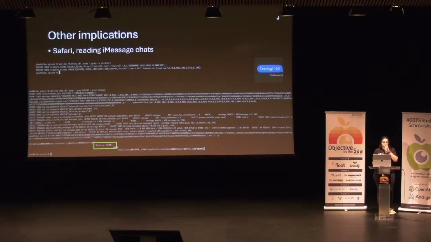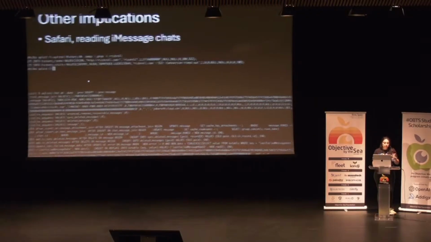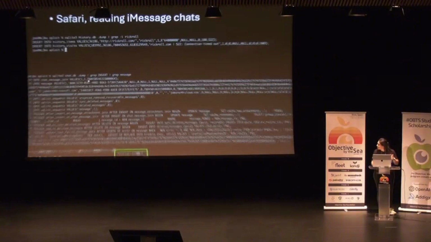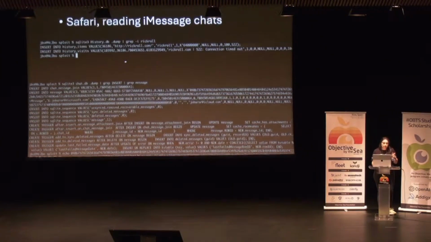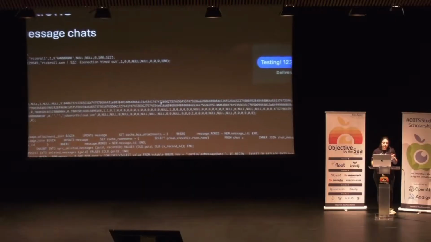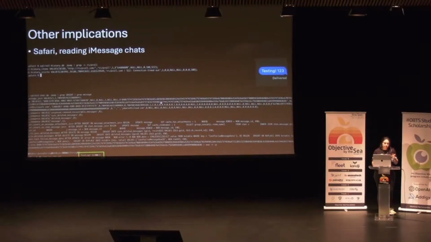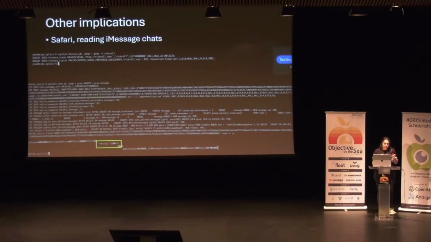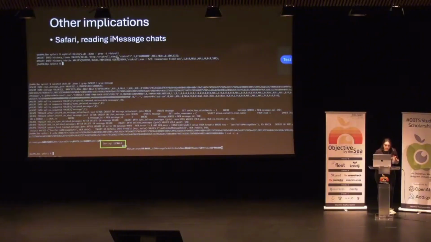But besides that, even without Apple Intelligence, you can still get a lot of juicy data from just SQLite databases. This is not a forensics talk, but I had to mention a few things. So for instance, your Safari history, you can actually extract that. You can see me here going to rickroll.com, which is not really a thing unless you want to get rickrolled.